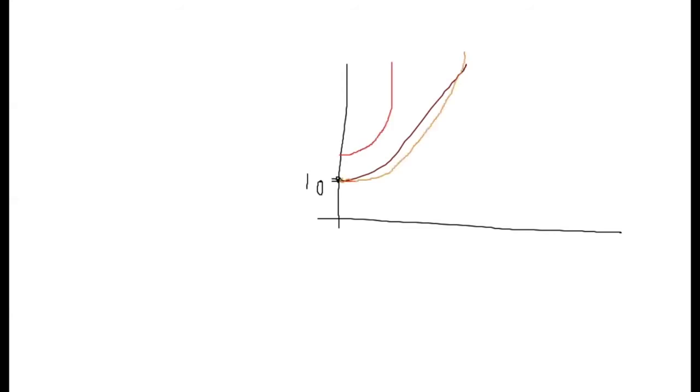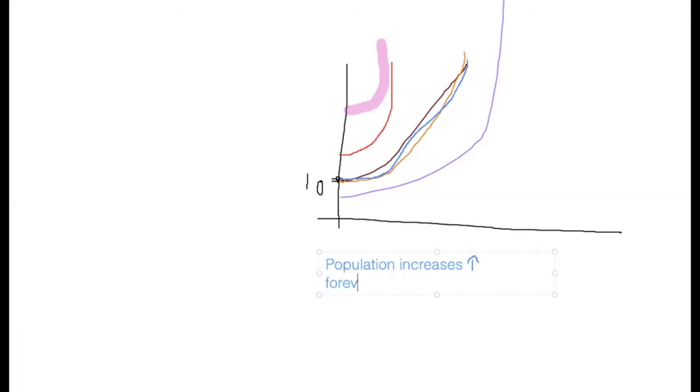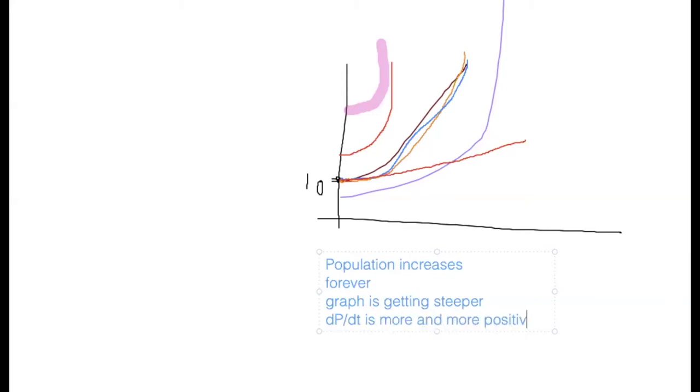Let's think about what people are drawing here. They all pretty much look the same. I'm going to make some comments about what I see. First of all, these are all going up. So you're all saying that the population is going to increase, and increase forever by what I'm looking at here. In fact, as time goes on, the graph is getting steeper. Even someone who drew a linear one, sort of, the graph is getting steeper. So that tells me that the rate of change, dP/dt, should be getting more and more positive.